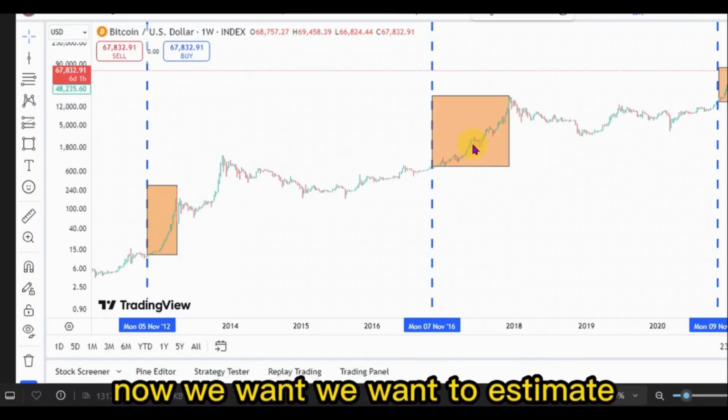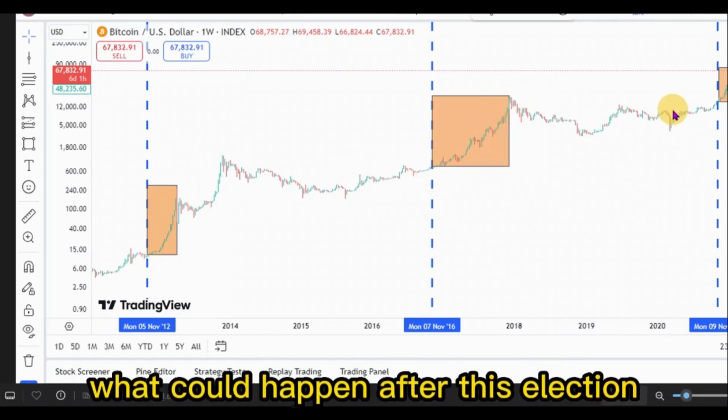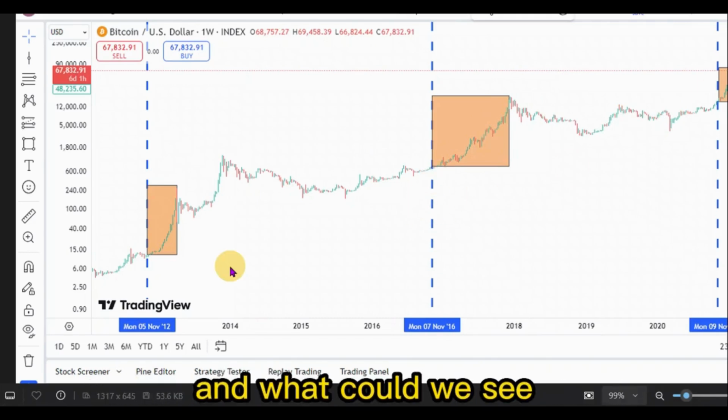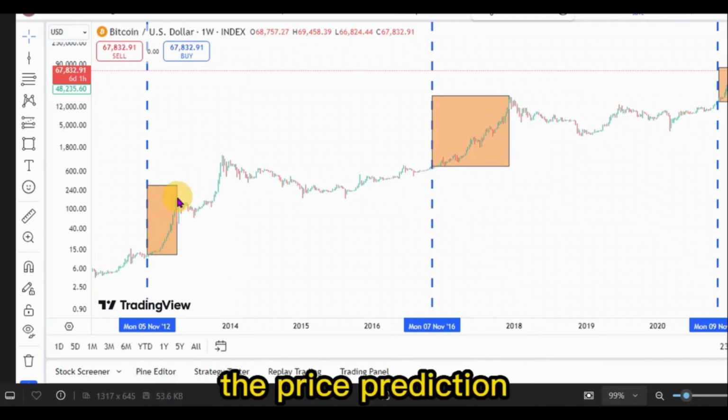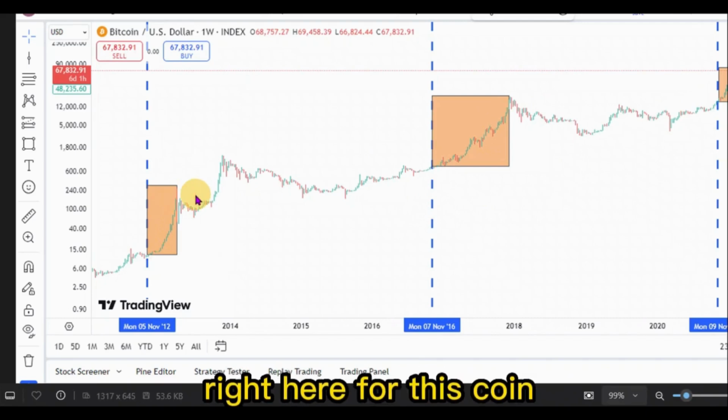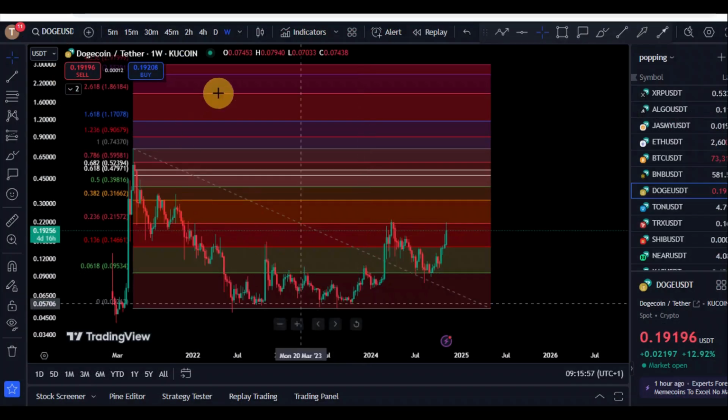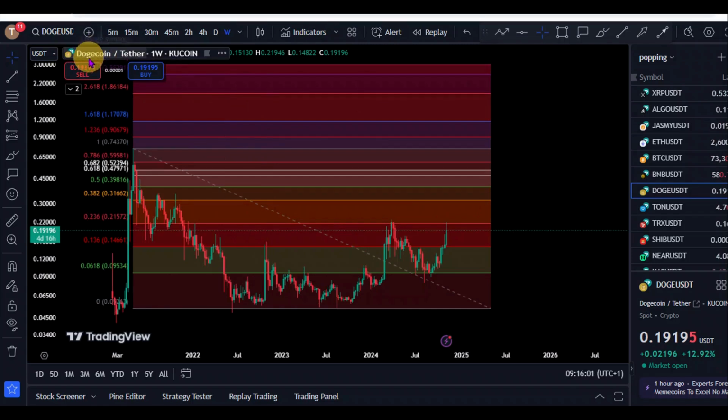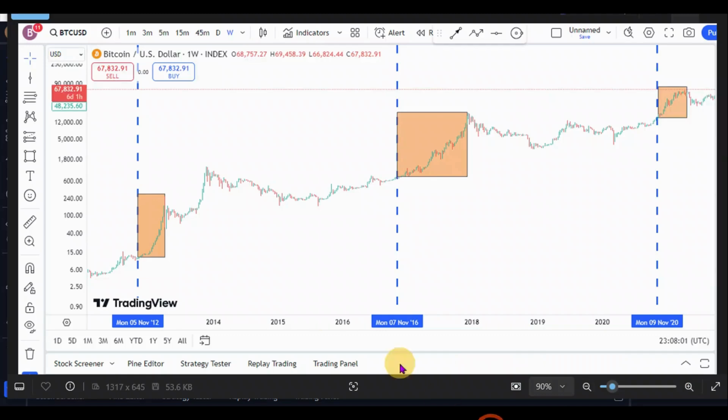Now, we want to estimate what could happen after this election and what we could see as the price prediction here for this coin. So we are on the page right here for Dogecoin versus the USD Theta. We are on the weekly time frame, and like we were saying in the introduction, the post-election theory says after every election in the United States, we always see a massive pump.